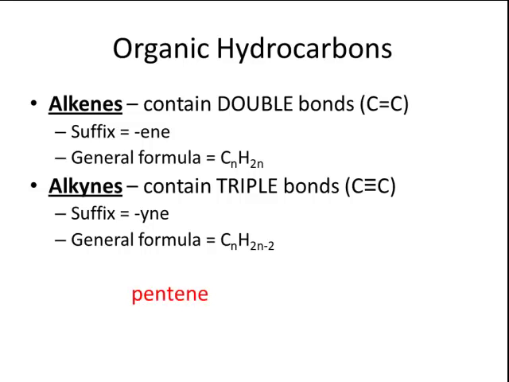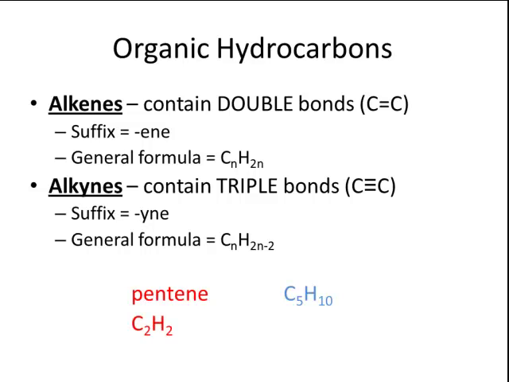So if I had the name pentene, the prefix pent- tells me that there are 5 carbons. The suffix -ene tells me that I will have twice as many hydrogens as I have carbons. So 5 carbons and 10 hydrogens, or C5H10.